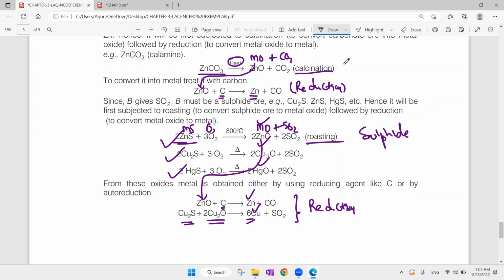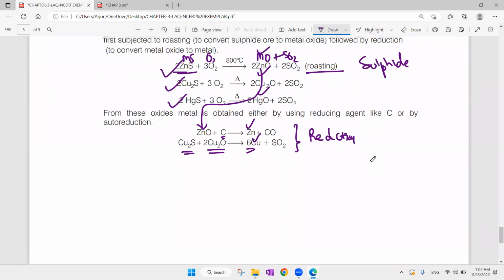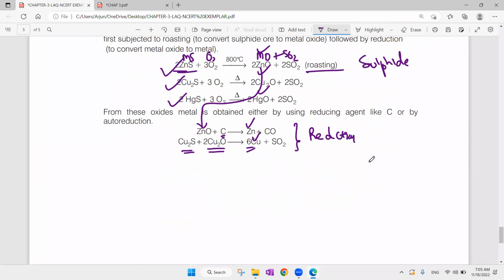Sulfide ore, go with roasting. If it is carbonate ore, we have to go with calcination, like that. So these are long answer questions. So once again, if required, I'll tell you about metals.